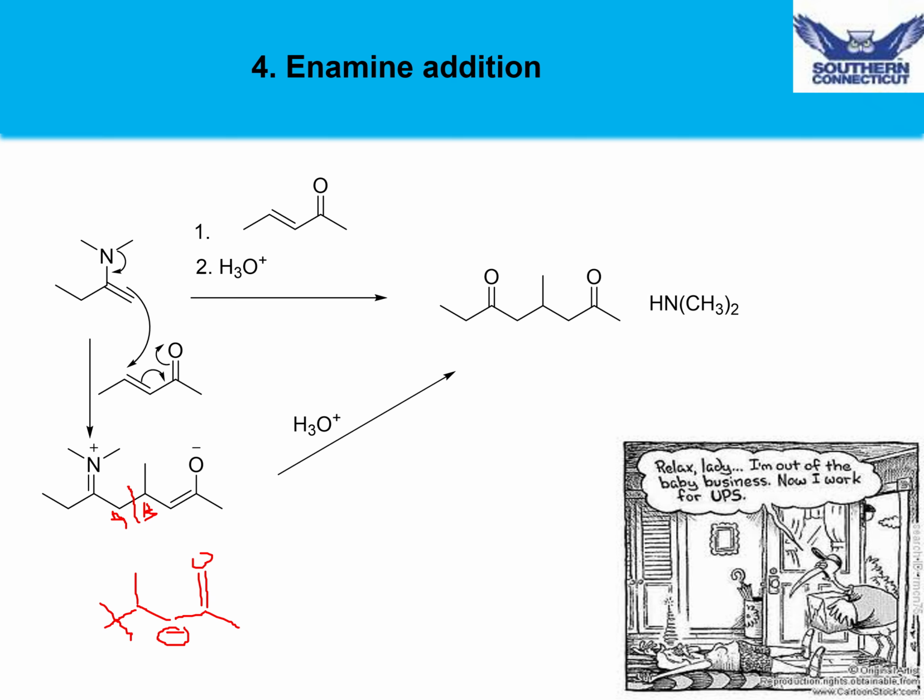Okay, that enolate, whether you use this resonance form or this resonance form, is going to get protonated and it's going to become the ketone that you see in the product. The iminium ion here will be hydrolyzed into a ketone, and you're going to get a secondary amine as a side product.